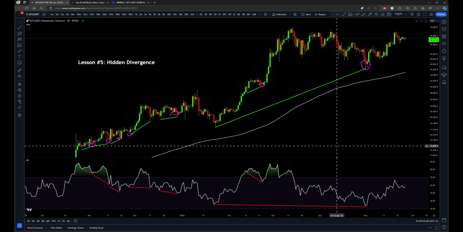So that is going to cover it for this one. I've just decided to keep this one short because I actually already have videos on my channel about hidden divergence and how it can be used as a trend following tool.